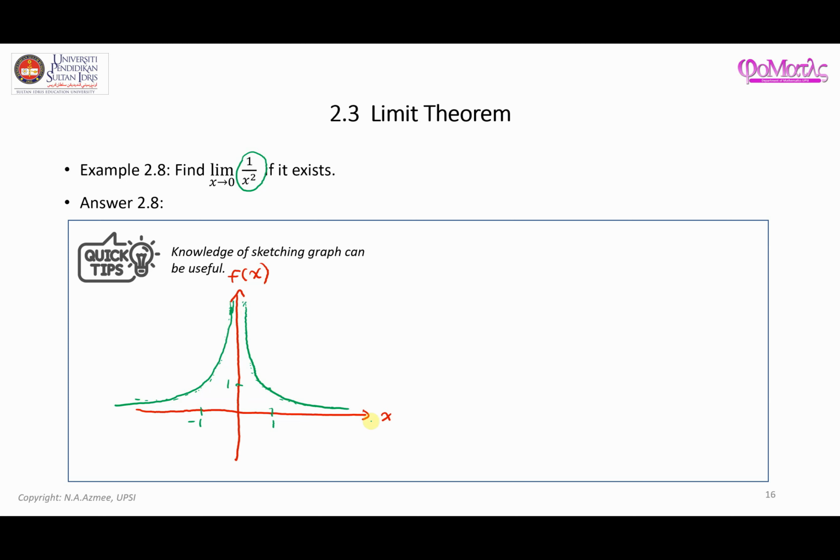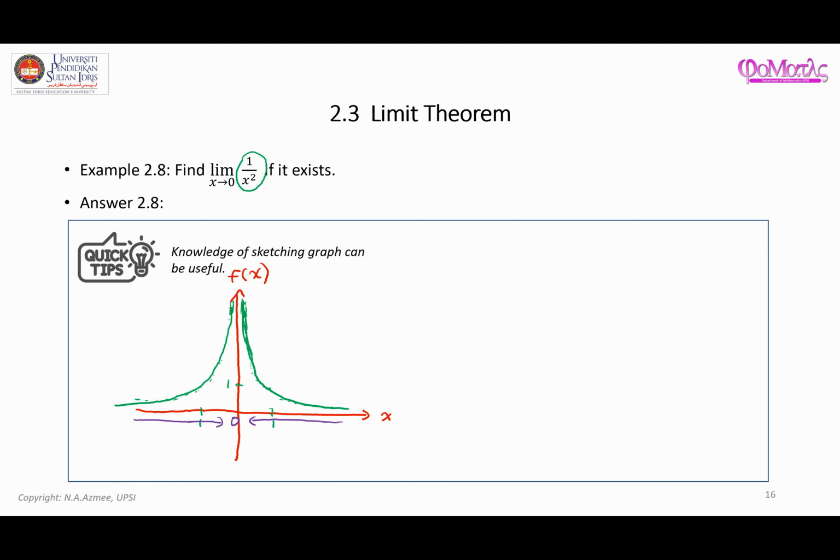This is also an asymptote. It doesn't touch this axis. Now just make sure that it is symmetric with respect to the y-axis. Based on this, the point of interest is at 0, and you know that it can approach 0 either from the left direction or from the right direction.